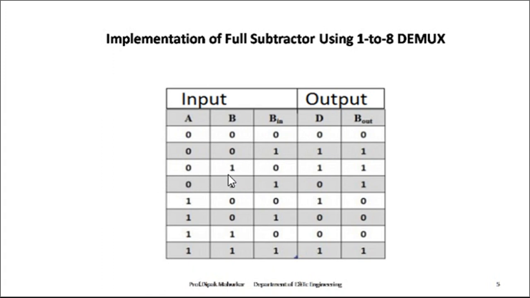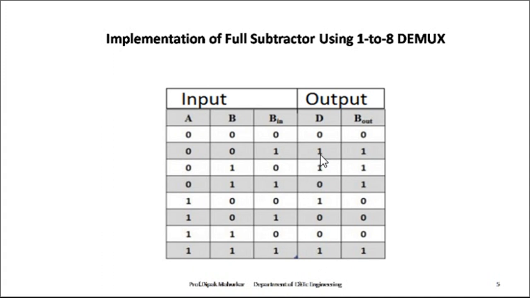So 0 minus 1, at that time the difference is 1, borrow is 1. We can mark here difference is 1, borrow 1. Then 1 minus 0, again the difference is 1, borrow out 0. Like this you can construct the full subtractor table.